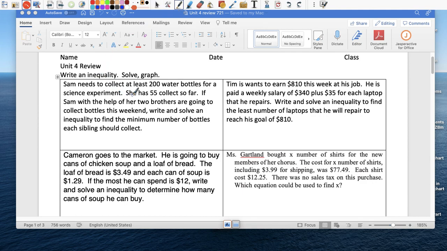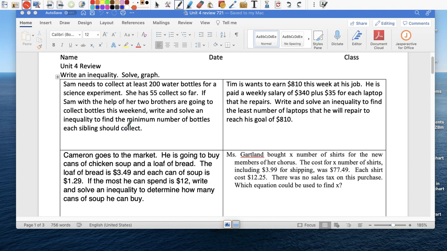So Sam needs to collect at least 200 water bottles for a science experiment. She has collected 55 so far. If Sam, with the help of her two brothers, is going to collect bottles this weekend, write and solve an inequality to find the minimum number of bottles each sibling should collect.